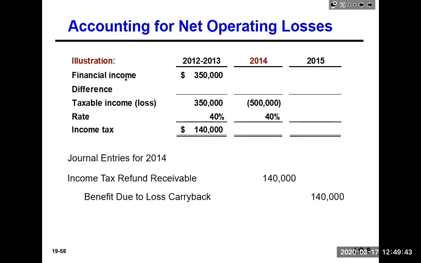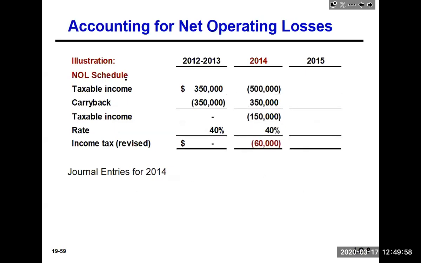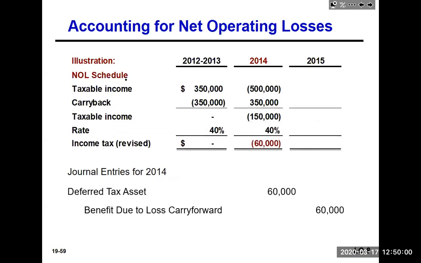There's the journal entry. There's 140,000. Again, receivable. I expect cash from the IRS. Everybody loves to get cash from the IRS, right? And there's my benefits going to my income statement. And then where's my carry forward? There it is. Deferred tax asset.